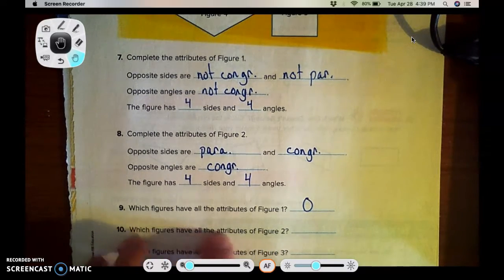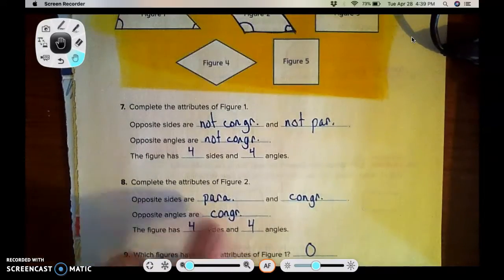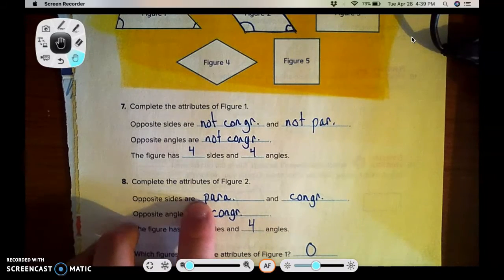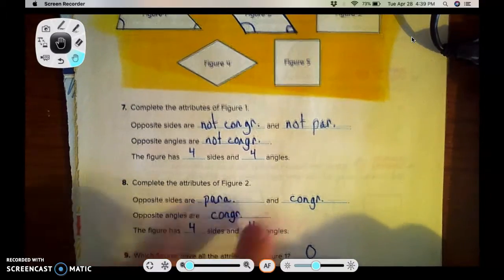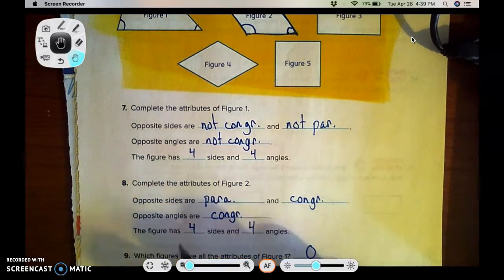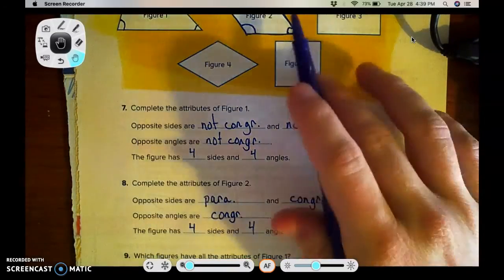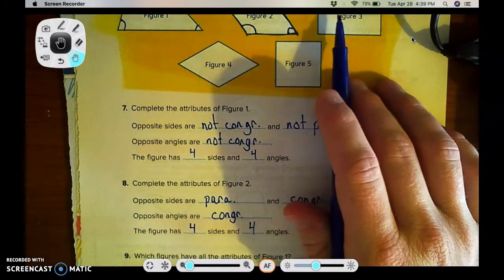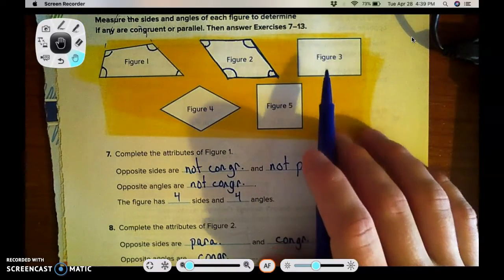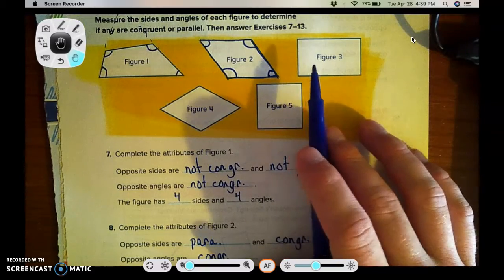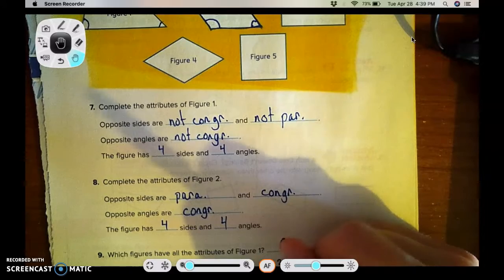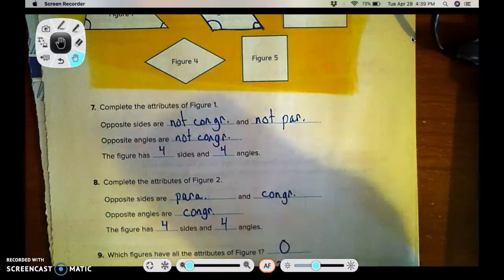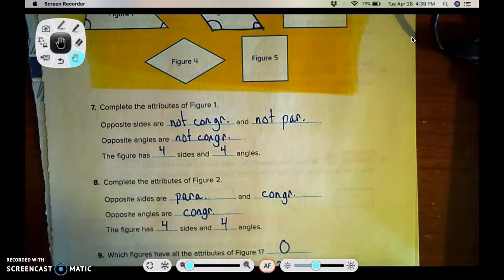Which figures have all the attributes of figure number 2? So again, looking at figure number 2's attributes, the opposite sides are congruent and parallel, and the opposite angles are congruent. They have 4 sides and 4 angles. So looking at this, number 3, yes, opposite sides are congruent, angles are congruent, 4 sides, same with 4 and 5. So 3, 4, and 5 all have the same attributes as figure number 2.